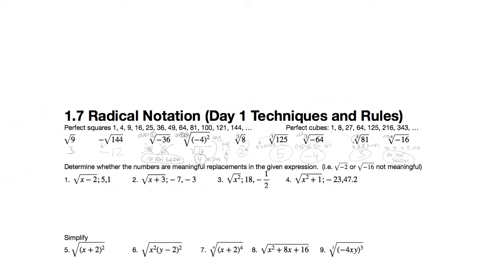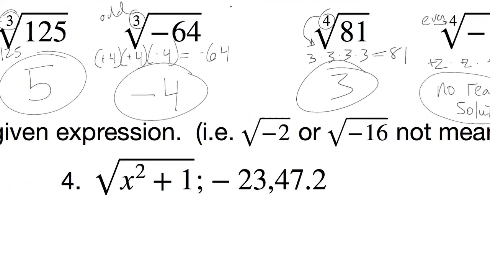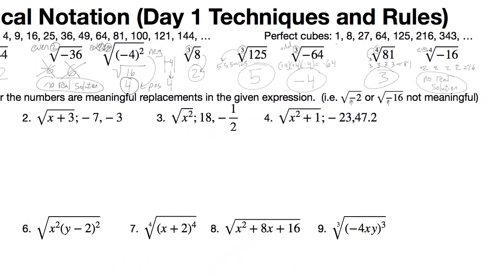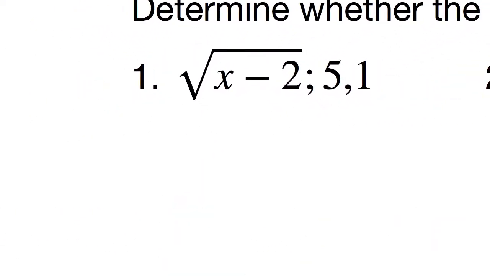Okay, determine whether the numbers are meaningful replacements in the given expression. So if you were to try to say what's the square root of negative 2 or the square root of negative 16, they're not meaningful replacements because of the negative symbol. Again, no number times itself is going to be a negative 16 or a negative 2. So we just have to check to see if these numbers are going to produce negatives.